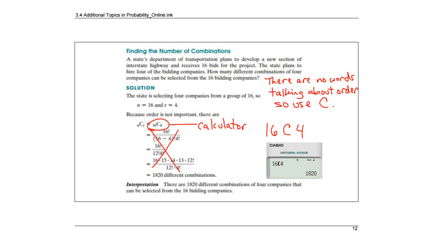So we're going to go ahead and do 16C4 because order doesn't matter. Put that in your calculator and you'll see that you get 1,820. And that's because order does not matter, that it's a much smaller number.